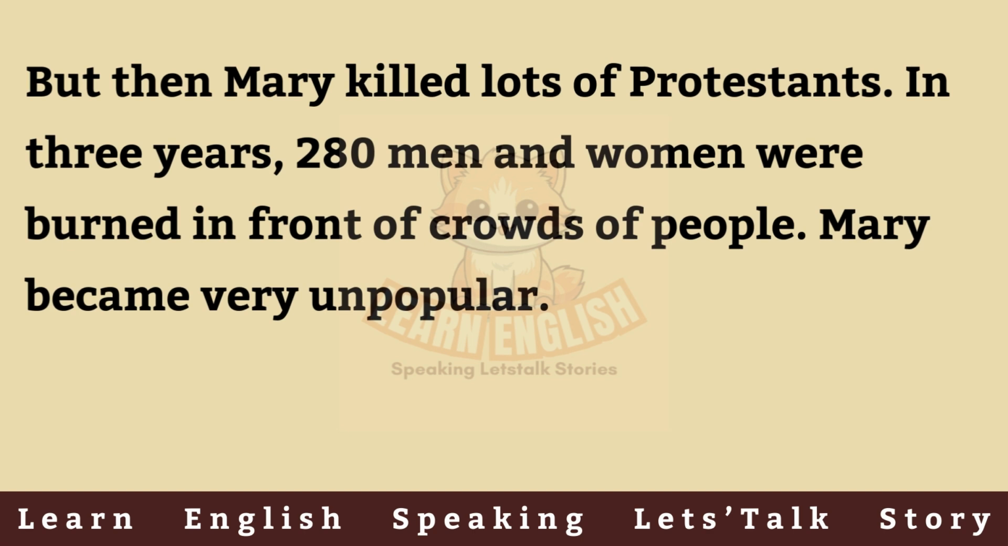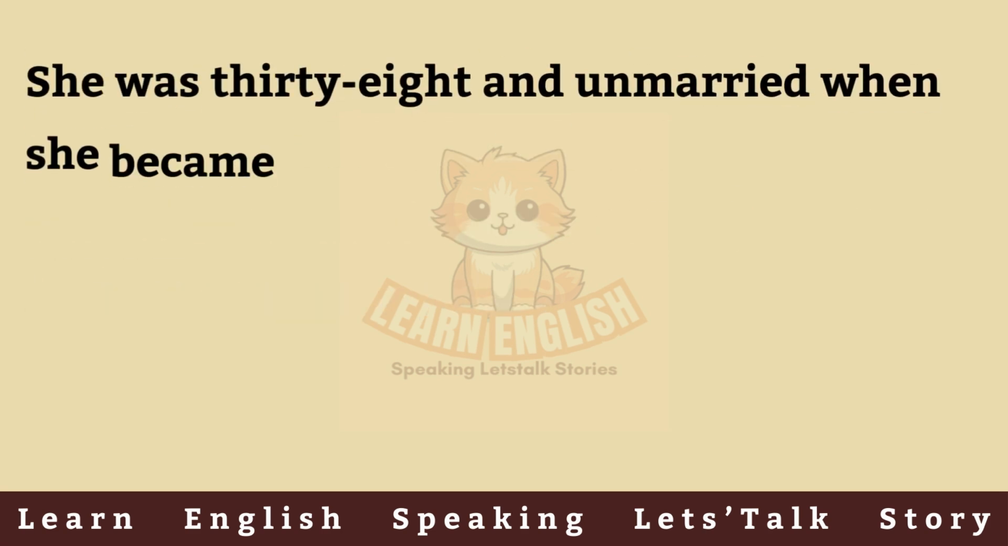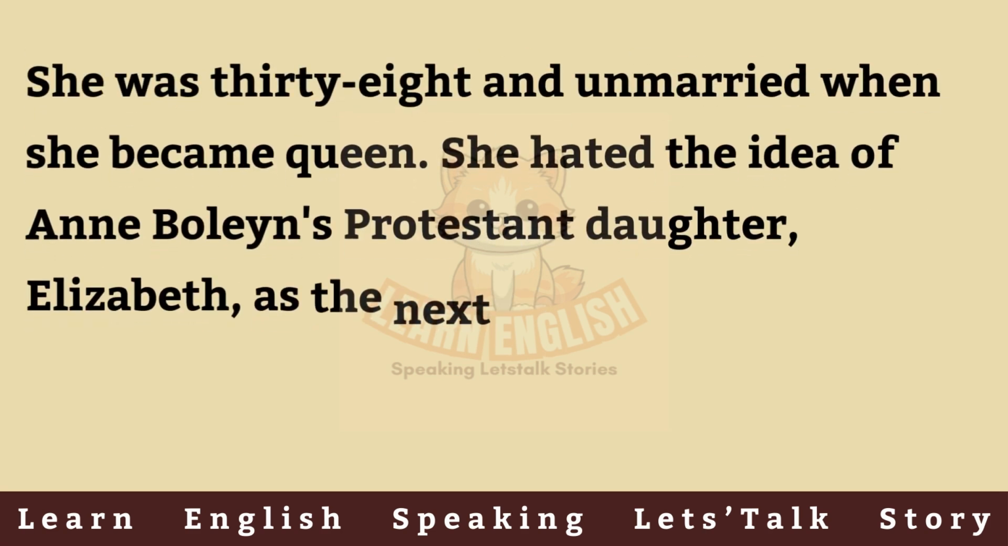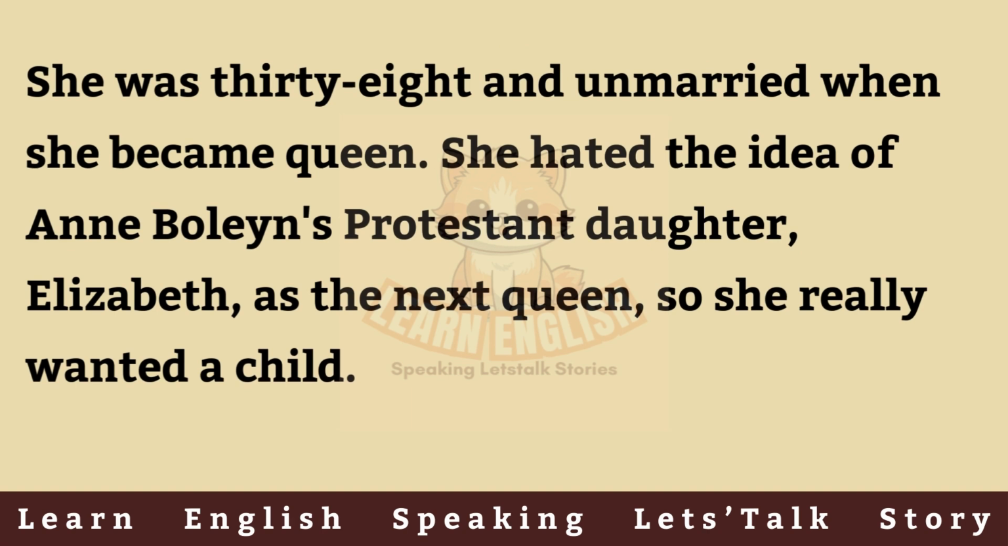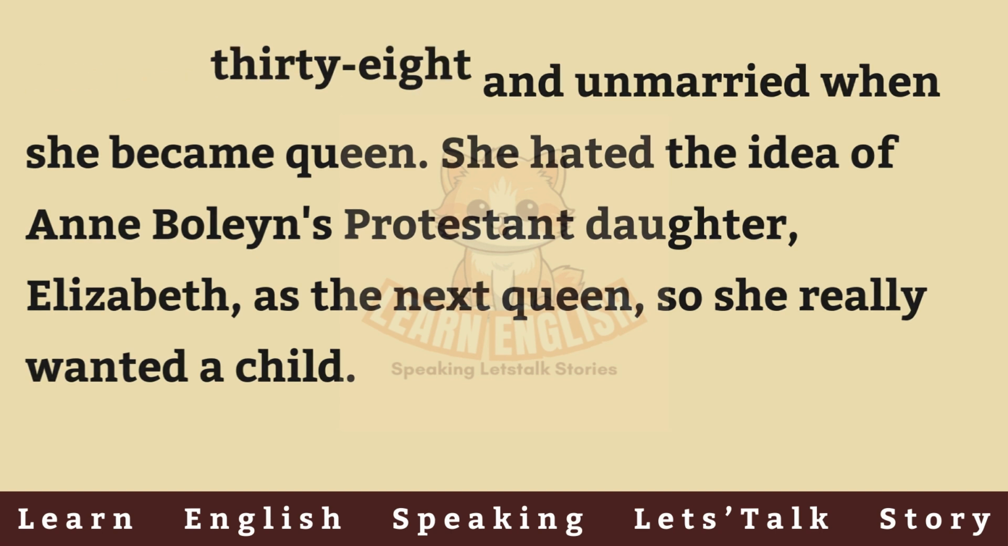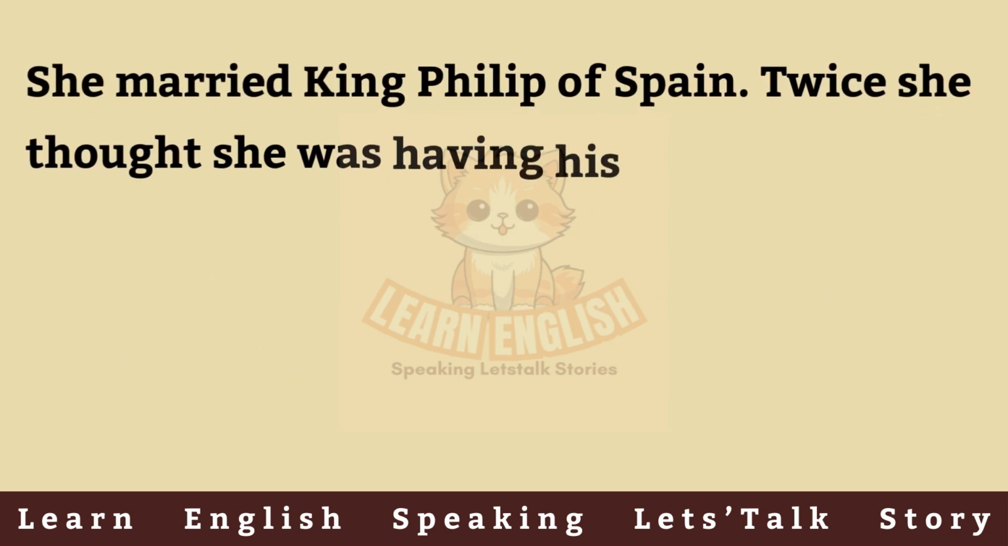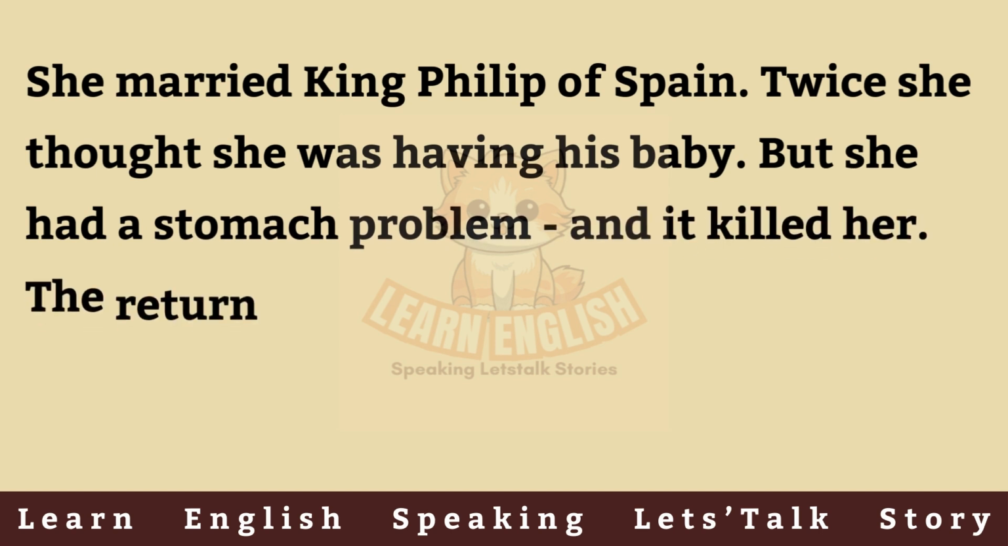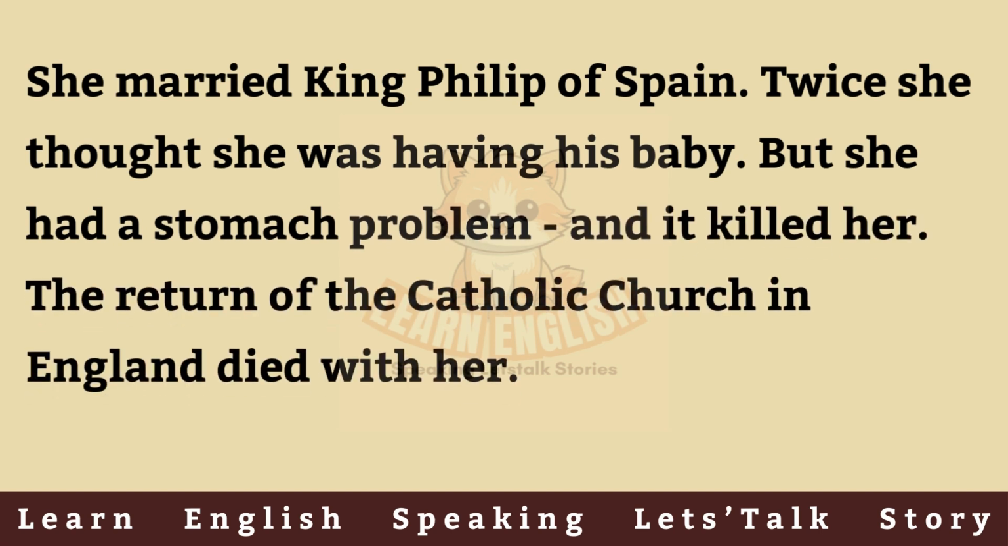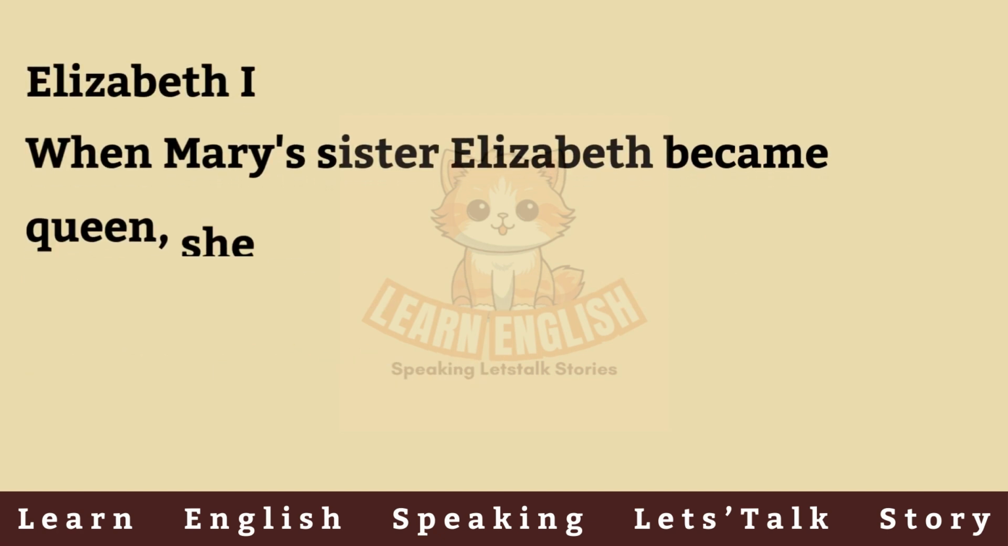Mary became very unpopular. She was 38 and unmarried when she became queen. She hated the idea of Anne Boleyn's Protestant daughter Elizabeth as the next queen, so she really wanted a child. She married King Philip of Spain. Twice she thought she was having his baby, but she had a stomach problem, and it killed her. The return of the Catholic Church in England died with her. Elizabeth I.